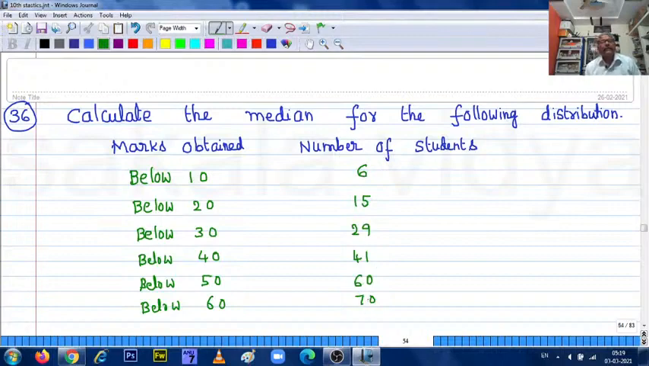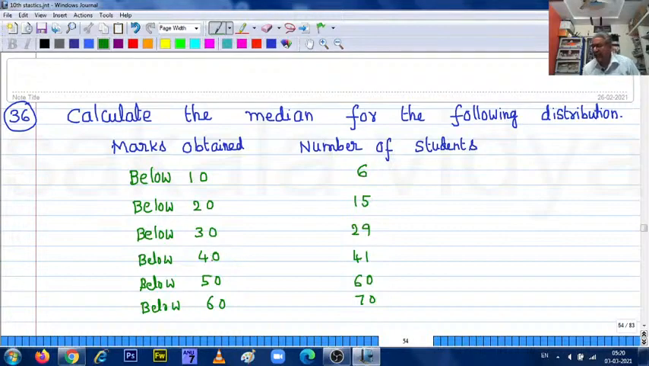The total number of students here is 70, so n is equal to 70. But here, we need to construct the class intervals first of all. How could you construct? Below 10 means less than 10, less than 20, and so on up to less than 60. So we can write 0 to 10, 10 to 20, 20 to 30, 30 to 40, 40 to 50, 50 to 60. Already cumulative frequency is given. So n is 70, n by 2 is 35. Look for just more than 35, that will be 41. This class will be the median class.